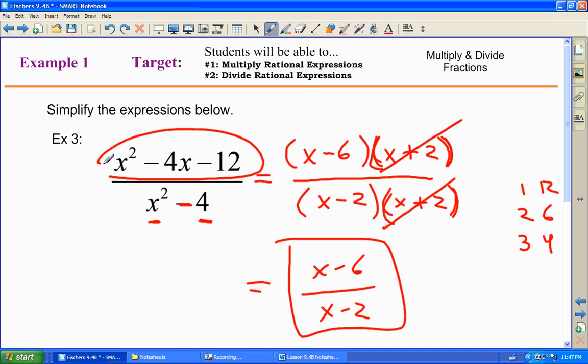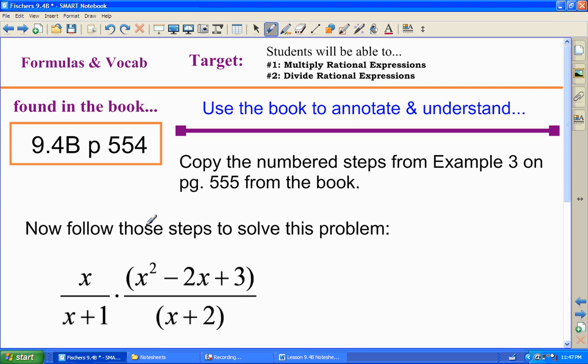Okay, so be careful. Don't just rush and cancel x squared. You've got to be careful with that. Okay, there's your final answer. All right, moving on. One more example here.